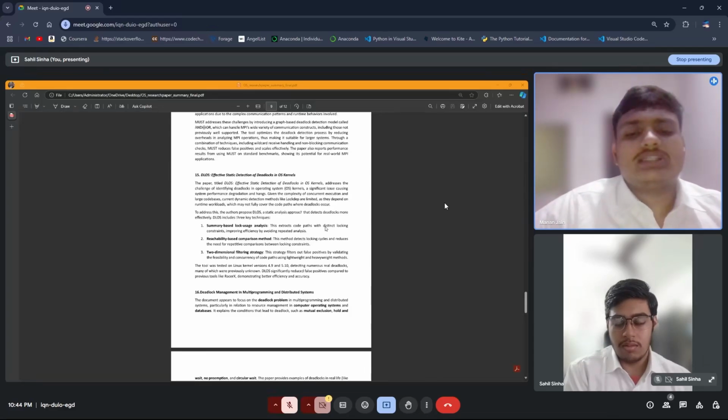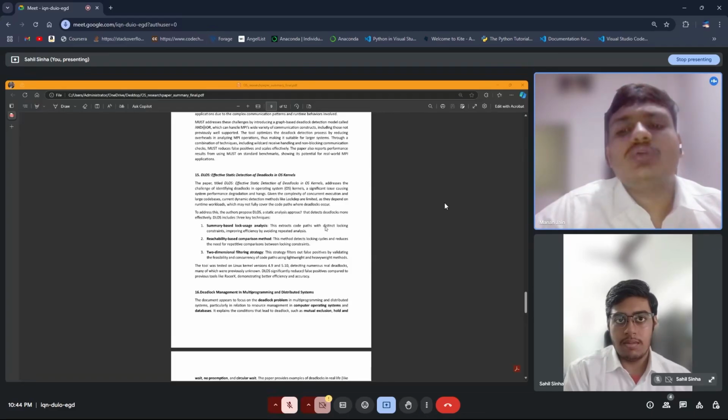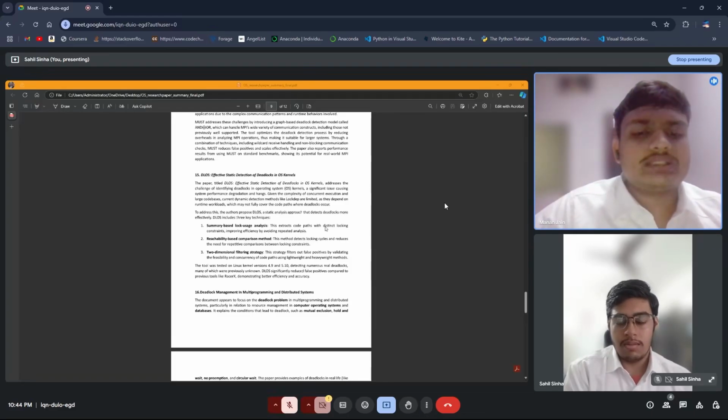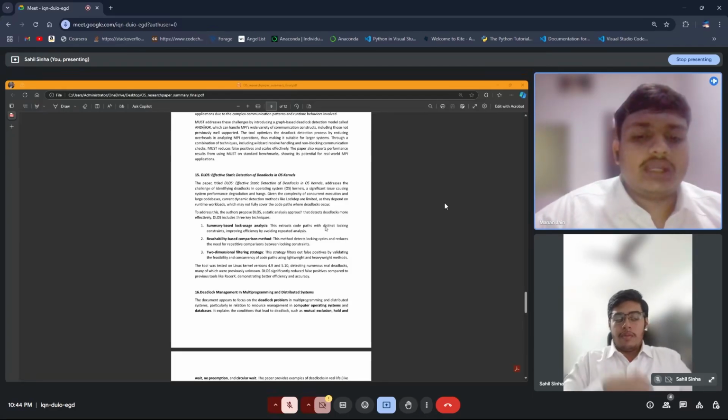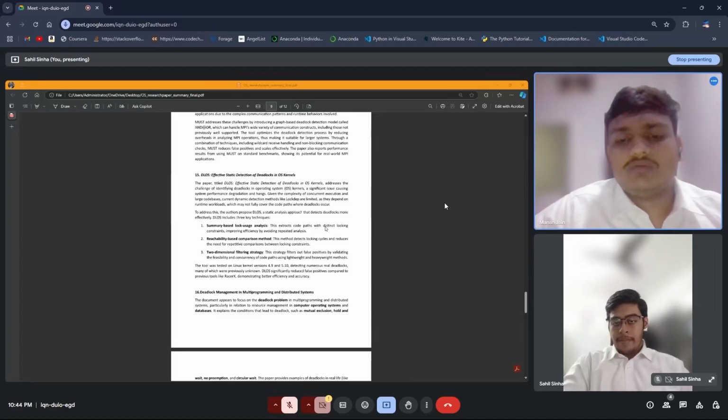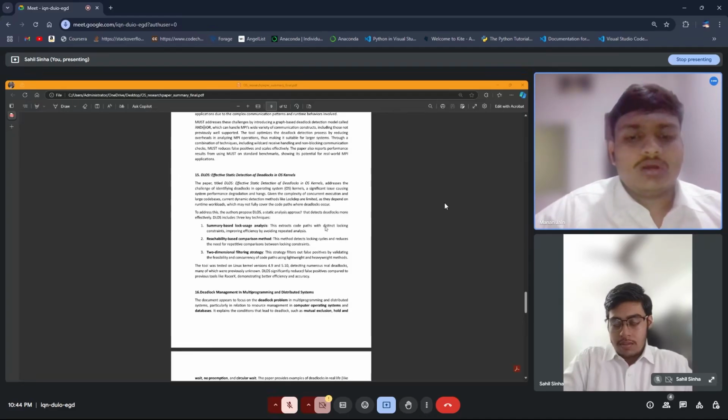Now we will be discussing our 15th research paper, which is DLOS, Effective Static Detection of Deadlocks in OS Kernels. DLOS stands for Digital Library Operating System. It is a static analysis tool designed to improve deadlock detection in OS kernels. It analyzes code paths without executing them, allowing it to identify deadlocks that runtime methods might miss.